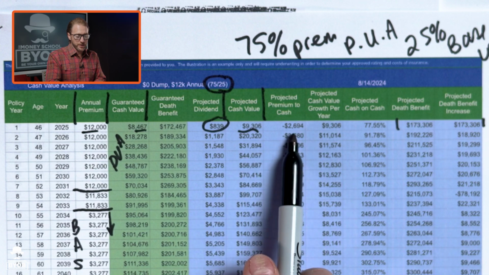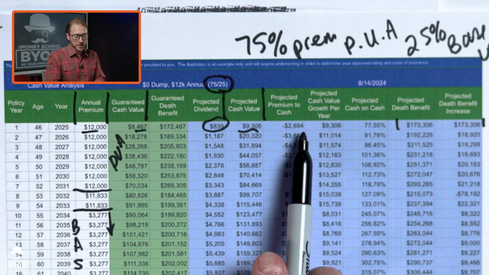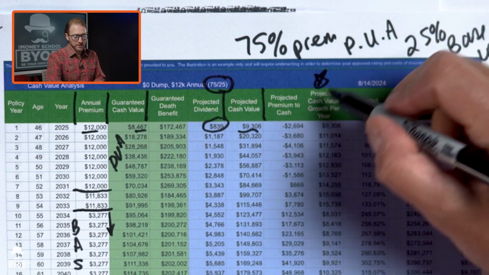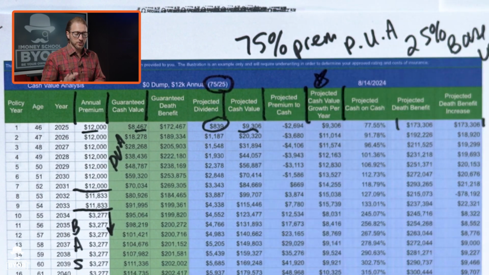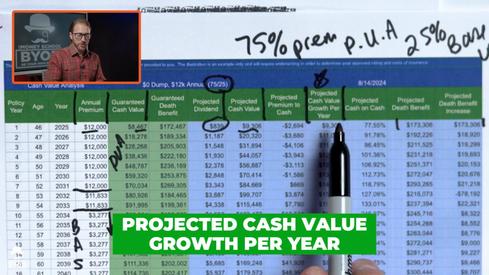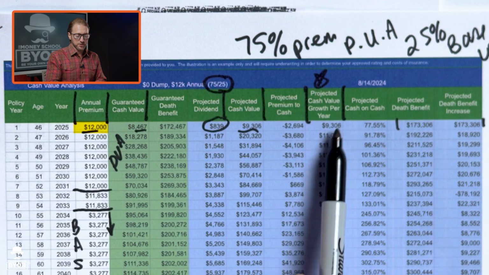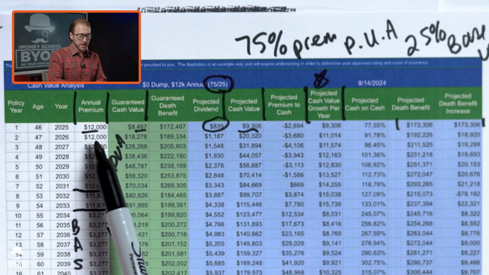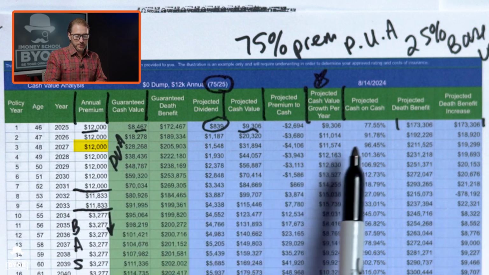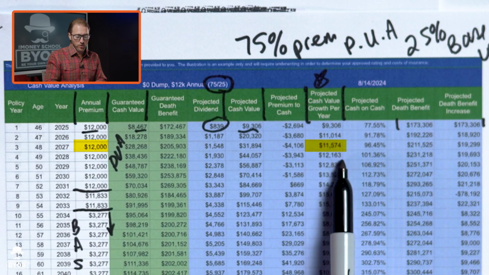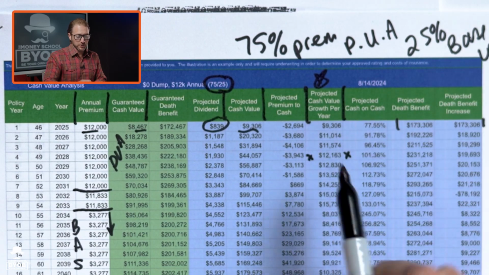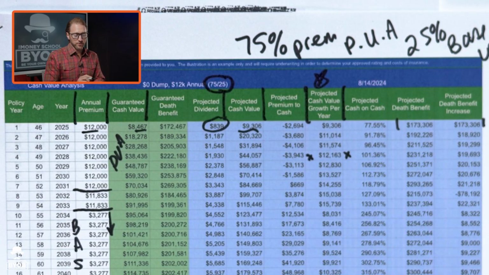Well, you're giving up $2,694. So over here, this is a really important column. I always like to preface this on the one. Now, the illustration will not show this, but projected cash value growth per year. You put in $12,000, you got $9,306. Next year, you put in $12,000, you got $11,014. Then you put in $12,000, $11,574. And you can see right here, this is an important year. So 4 years after starting is when you hit your efficiency zone.